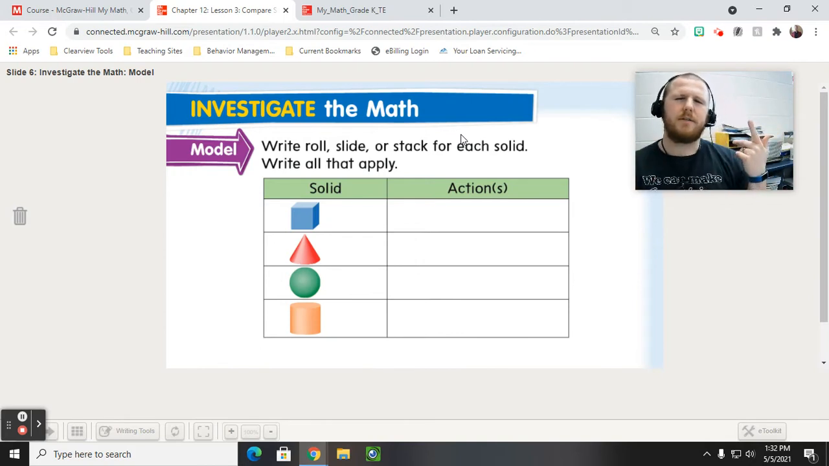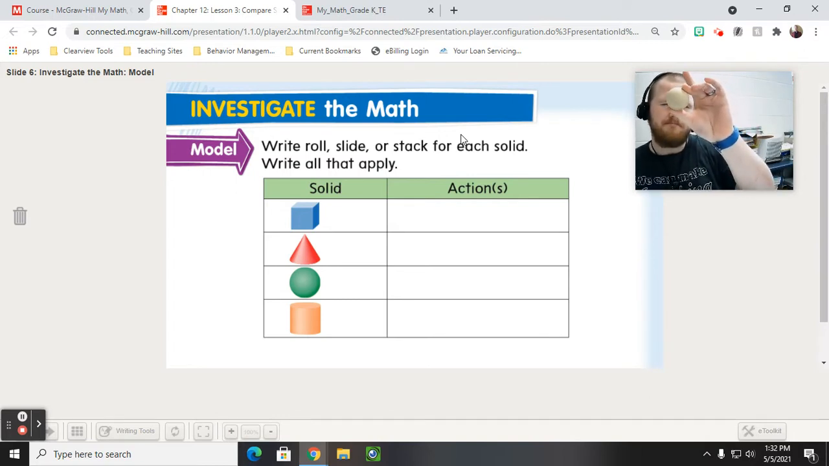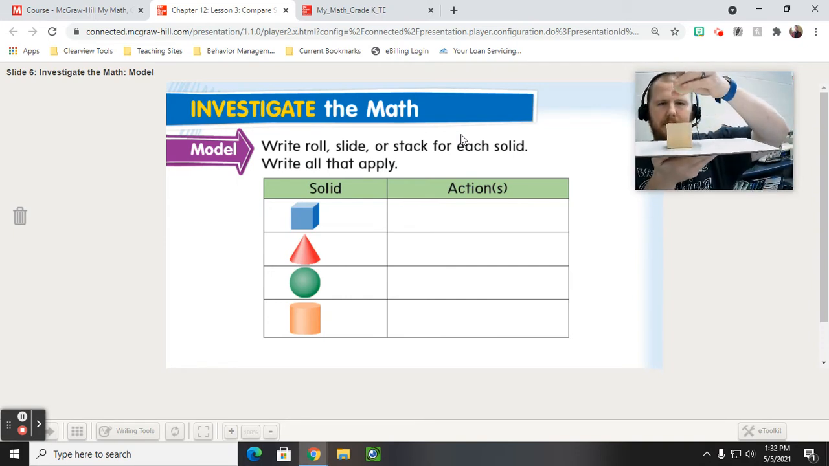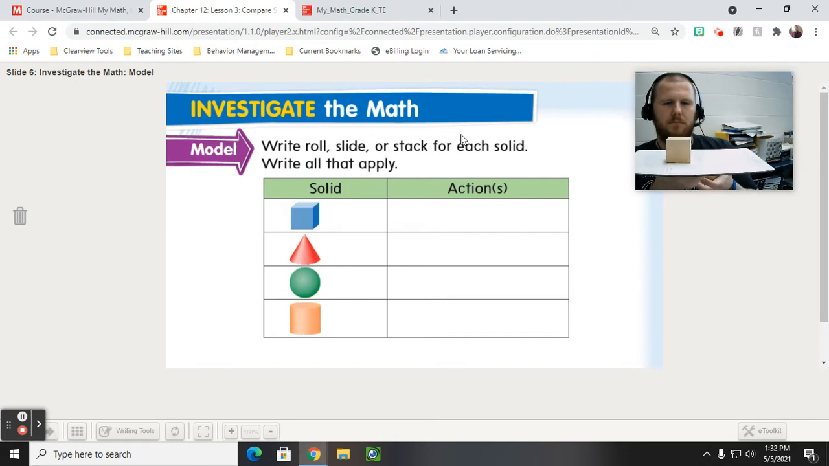Now the last one is stack. Stacking means putting them on top of one another. This might be interesting. Do we think this is going to stack with anything? Yeah, probably not. Let's see if I can put it on top. That didn't stay. That didn't stay either. So it won't stack on top, and it won't stack on the bottom either.